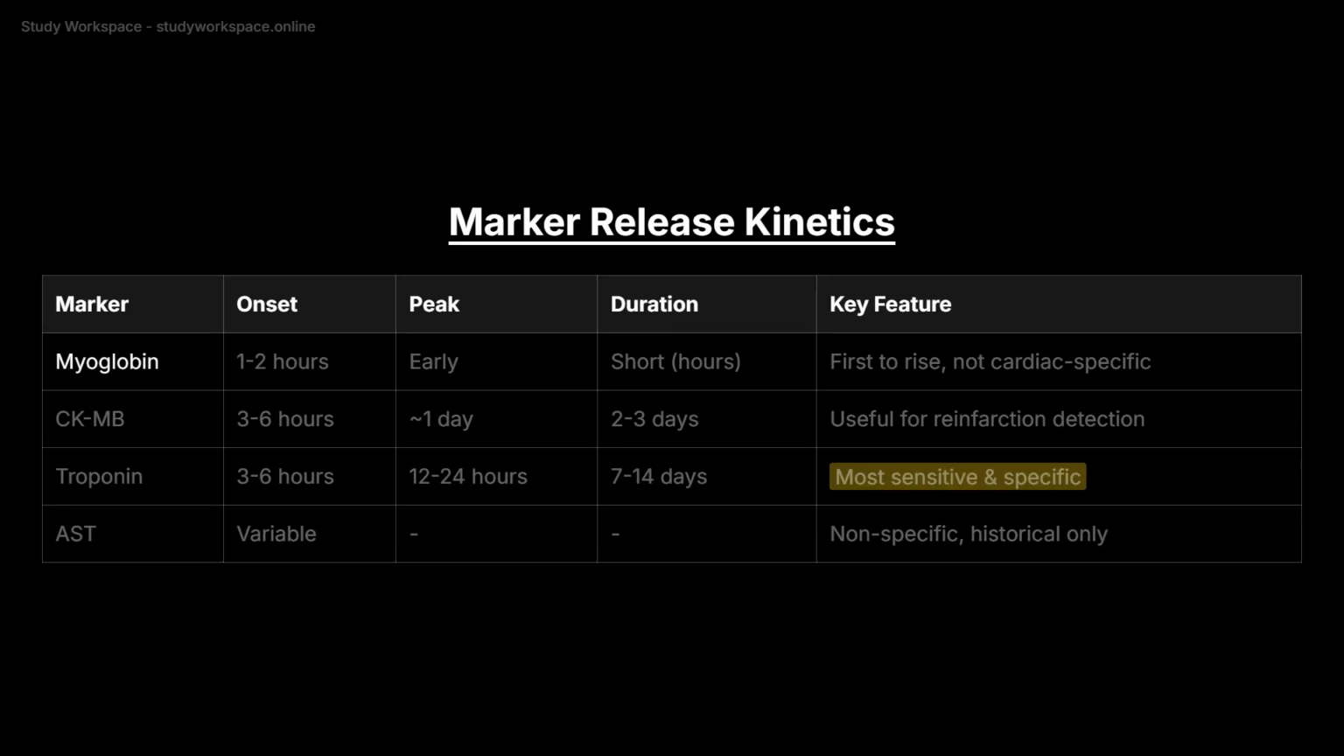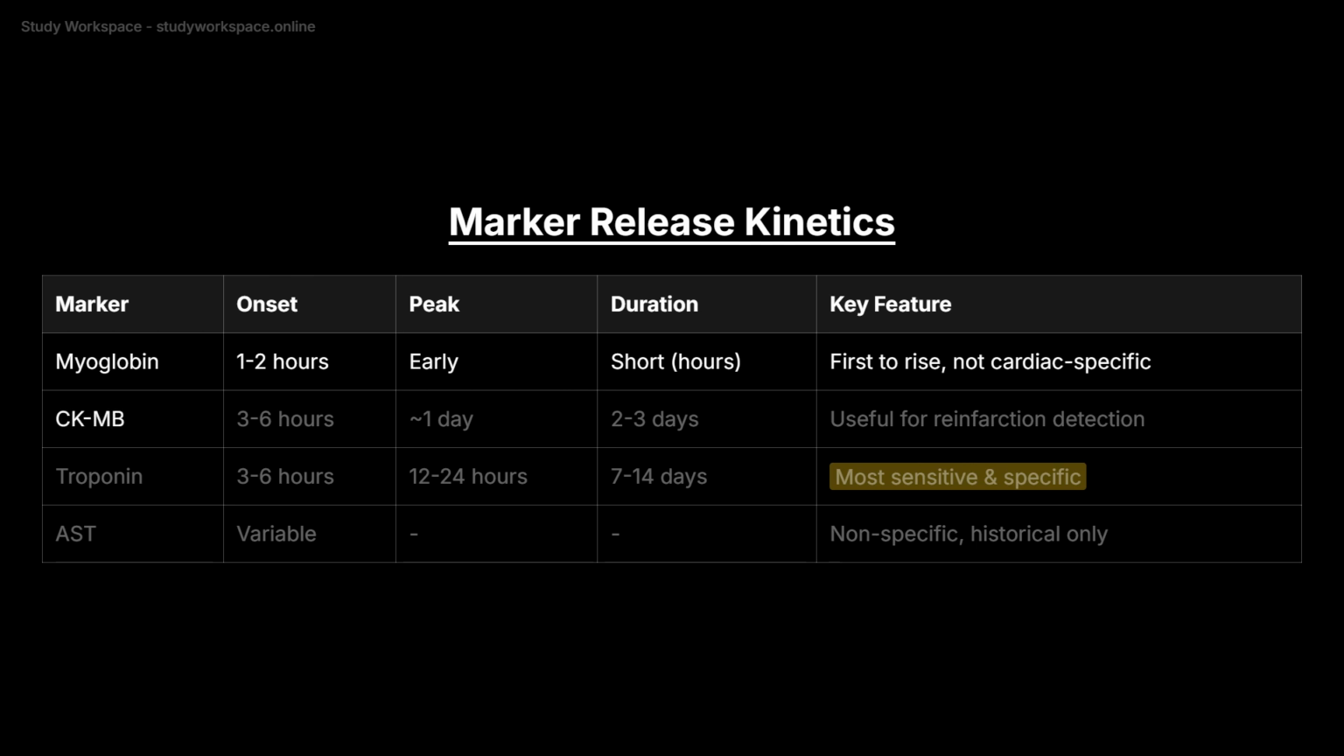The next question concerns the release kinetics of cardiac markers. This simply means understanding the order in which different markers appear and disappear after myocardial injury. Begin with myoglobin. Myoglobin is the earliest marker to rise. It usually becomes elevated within 1 to 2 hours after myocardial injury. However, it lacks cardiac specificity because it is also found in skeletal muscle. Therefore, although it rises quickly, it is not considered the best marker for diagnosing myocardial infarction.